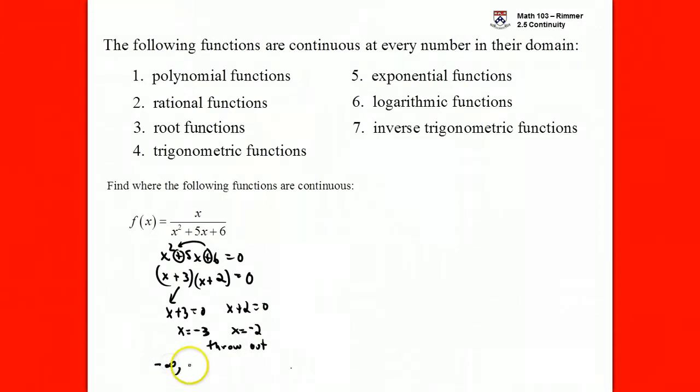Negative infinity to negative 3. Very good. And then negative 2 to infinity. In between these two, with the union symbol. So this is the entire real line with those two values thrown out. Parentheses all the way throughout. If you use a square bracket, that means you can equal it, so don't use a square bracket here. So that would be the interval answer.